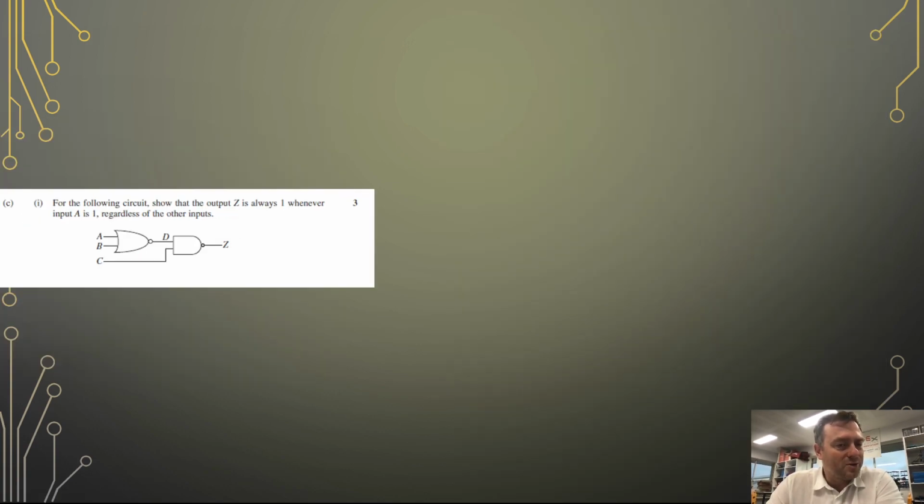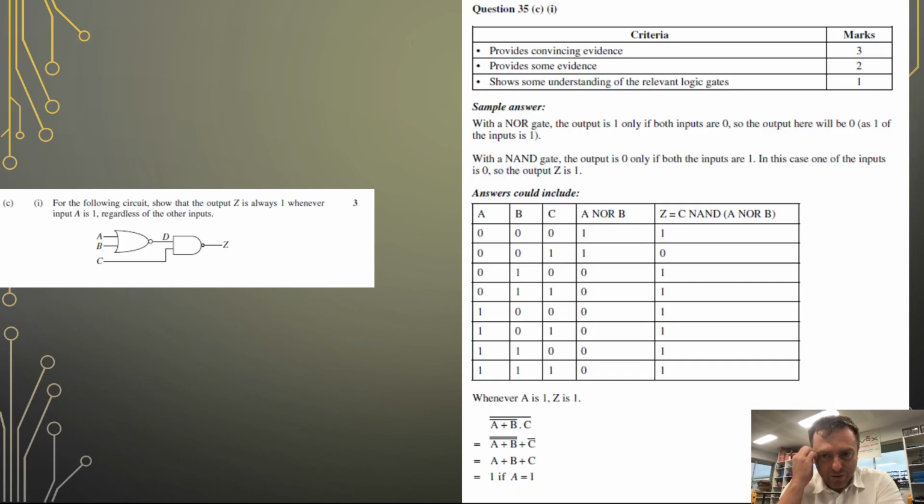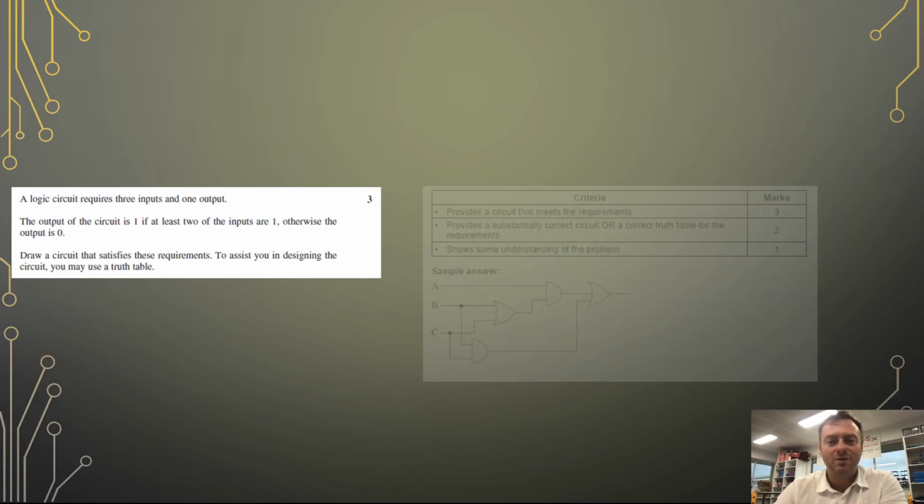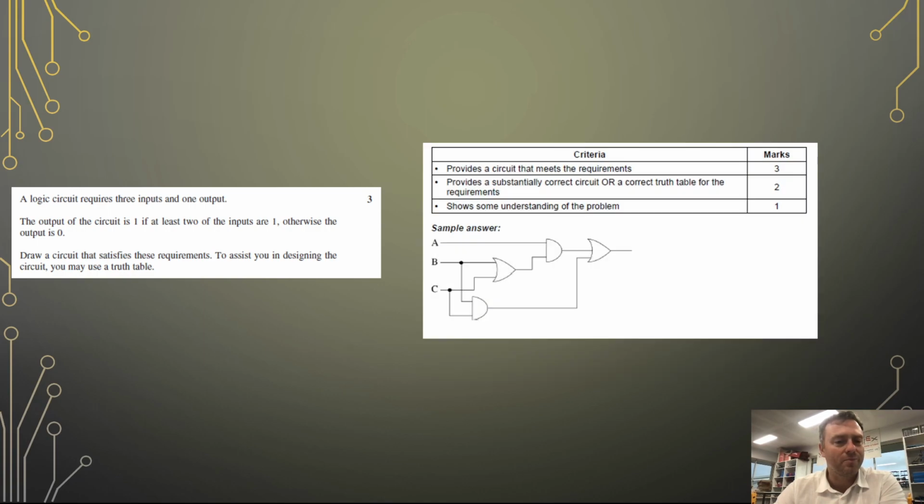So for the following circuit, it shows the output Z is always 1 whenever input A is 1 regardless of other inputs. So there's the truth table again. So drawing the truth table out, and then you can show the connections behind how that looks. A logic circuit requires 3 inputs and 1 output. The output of the circuit is 1 if at least 2 of the inputs are 1. Otherwise, the output is 0. Draw the circuit that meets these conditions, and then there's the little circuit for you. So you have A, B, C coming in, and then it joins and matches the truth table.